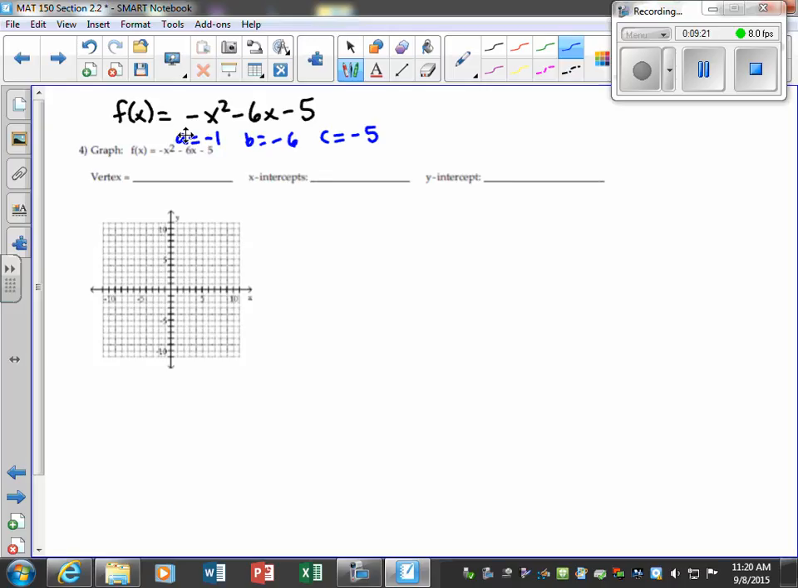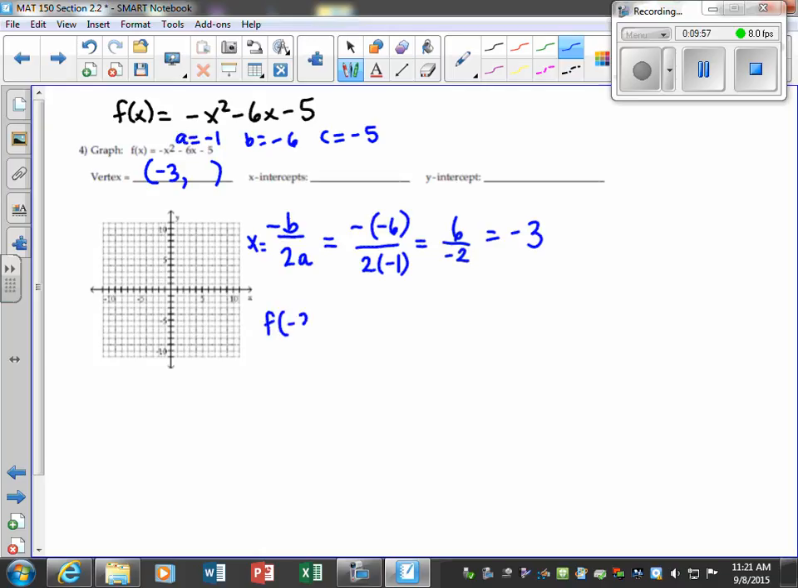So what I need to do is use my formula. My x value is negative b over 2a. Opposite, and in this case, b is negative 6. 2 times a is negative 1, so we get 6 over negative 2, which is negative 3. So my vertex, the x value is negative 3. Okay.